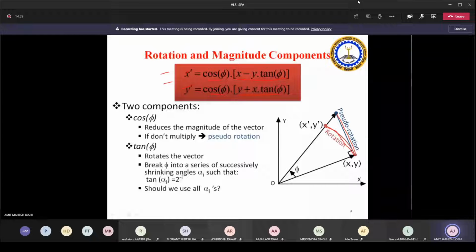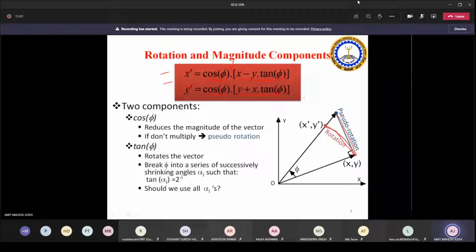Now here, if you observe, there is still a multiplication which is required. If I want to find out the new axis x dash and y dash, then there is a multiplication and then there is a trigonometric term. So this equation is still difficult to implement.